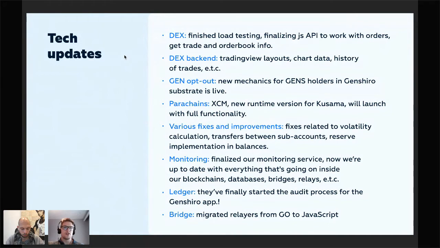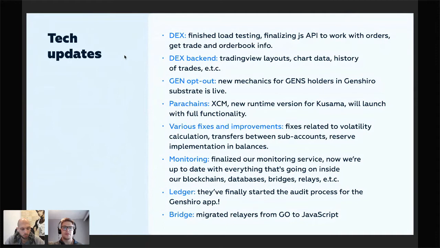We've also launched a new product, which is another way for Genshiro users to opt out from their Genshiro lock positions. Basically, we had this mechanic where EQ holders receive Genshiro tokens for locking their EQs, and these Genshiro tokens are locked in turn inside the Genshiro blockchain. For those people who don't want to wait, we introduced this mechanic. I'll be talking about it later in greater detail, but it's up and running and it's live.